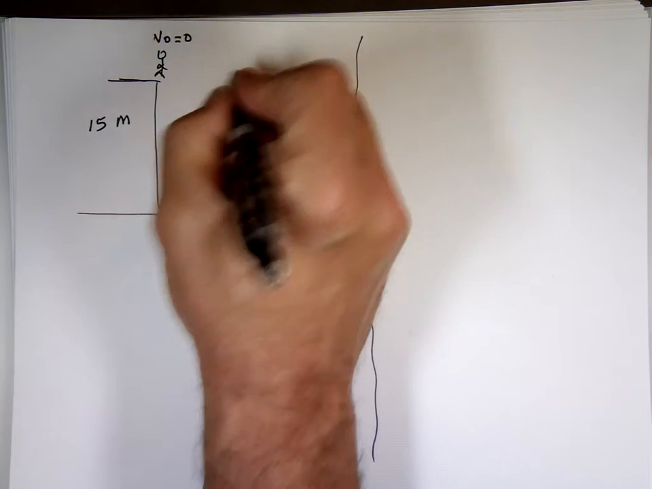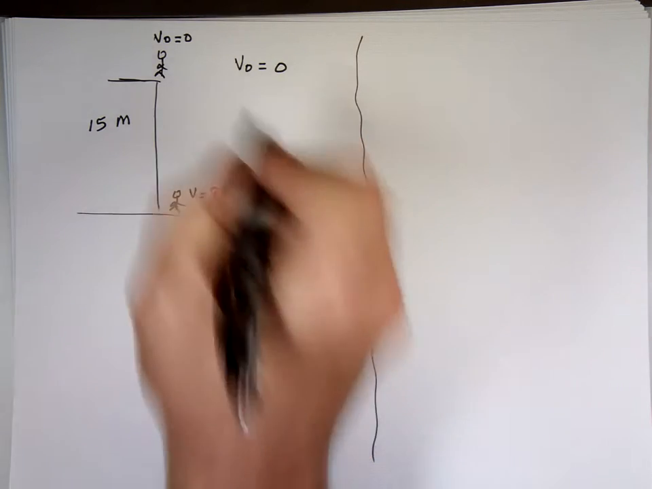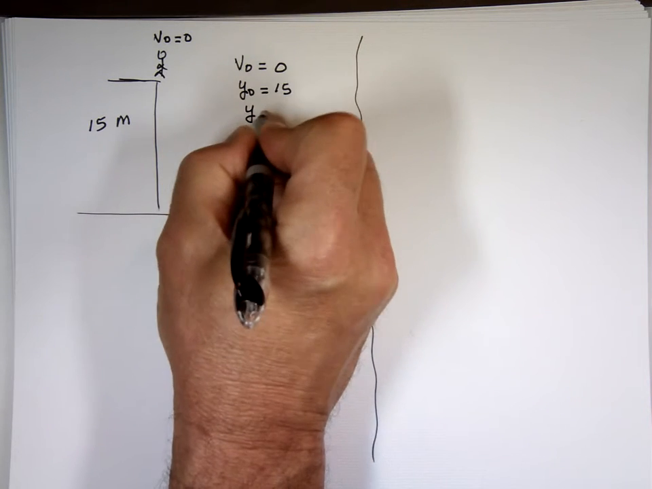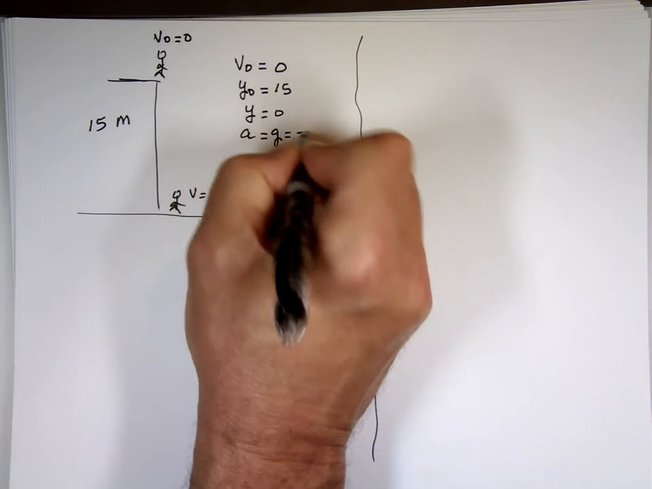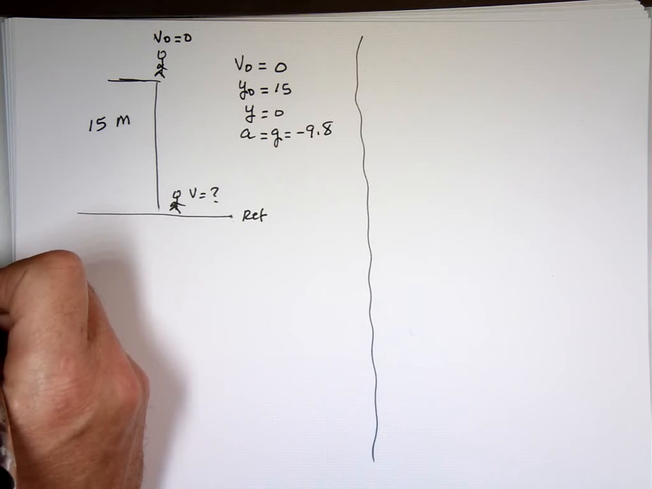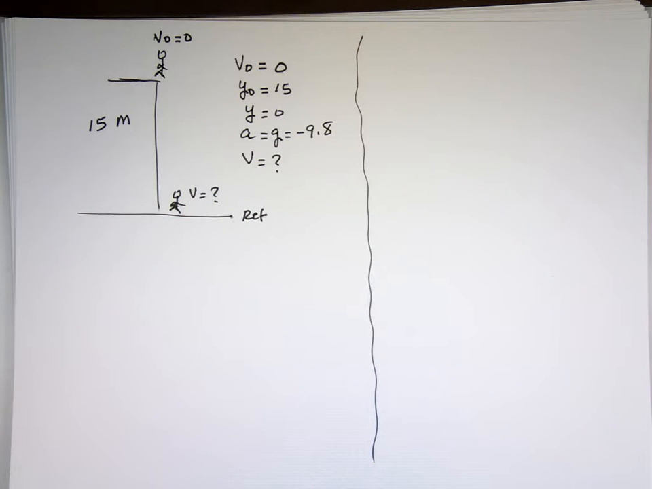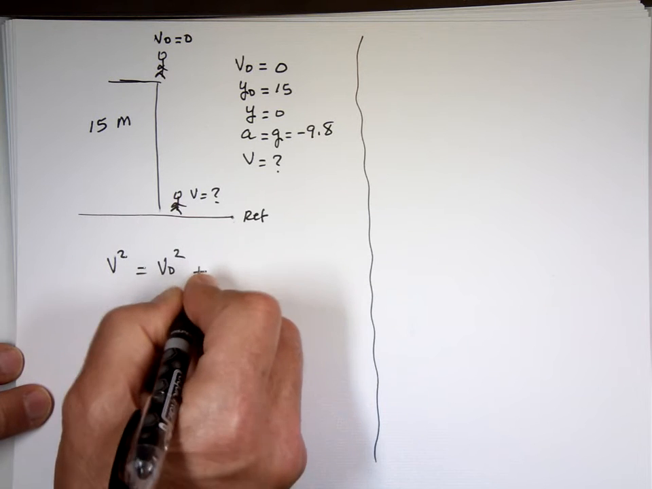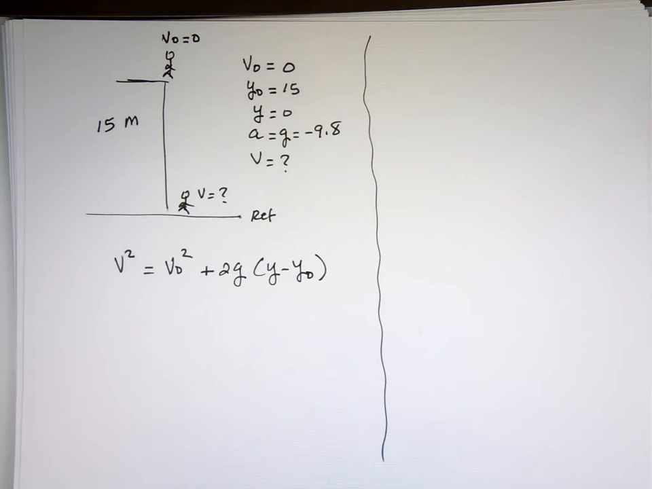Here's what I know. My initial speed is what? 0. If I use the water as reference, what's my initial height? 15. What's my final height? 0. What's the acceleration? Negative 9.8, right? What's the final velocity? Do you have an equation that will tie all these together? Equation 5, right? I can use that.